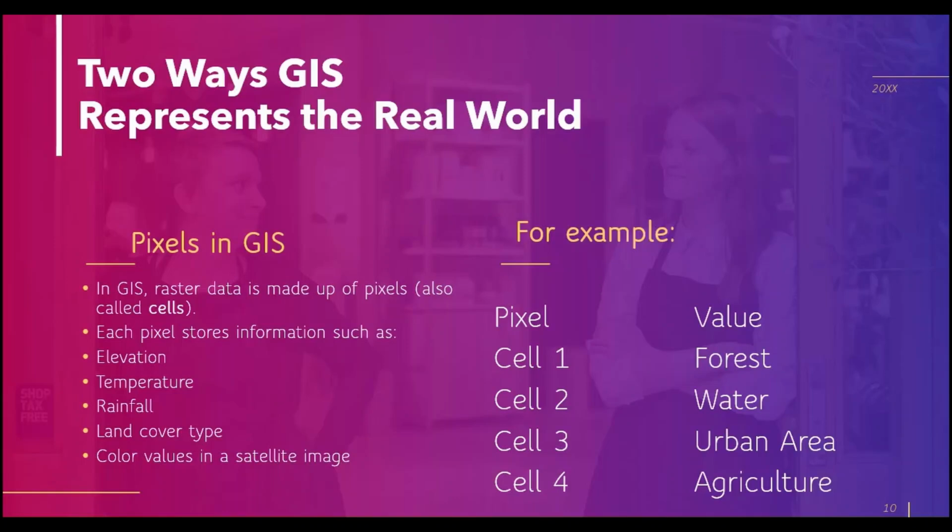Pixels in GIS. So in GIS, raster data is made up of what? Pixels, also called cells. Each pixel stores information such as elevation, temperature, rainfall, land cover types, color values in satellite imagery. For example, you will see a pixel, which is maybe a cell in the grid, the square boxes we've been talking about. One of them could be forest, the other one water, the other one urban areas, and the other one agriculture.